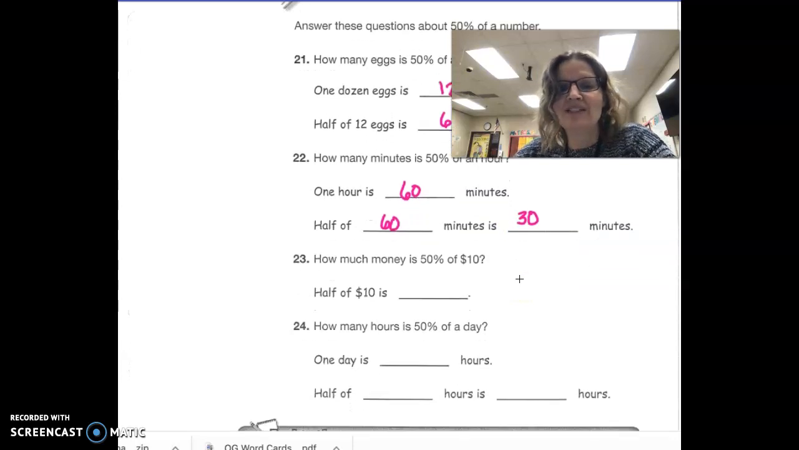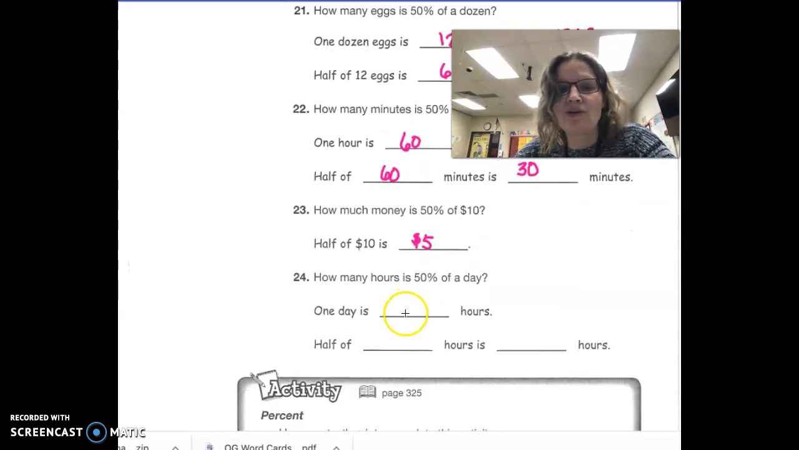How much money is 50% of $10? Half of $10 is $5. So that is 50%. How many hours is 50% of a day?